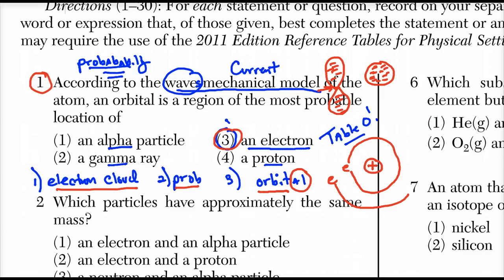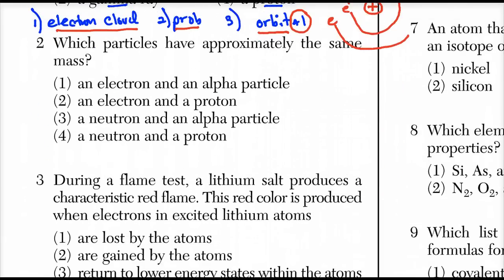Number 2, still atomic structure: which particles have the same mass? Well, you should know that a proton and a neutron have the same mass. They're given 1 atomic mass unit, 1 AMU. Now, if you did not know that, there are 2 reasons why you should. Case in point, if I have helium, you should know this is the atomic mass.